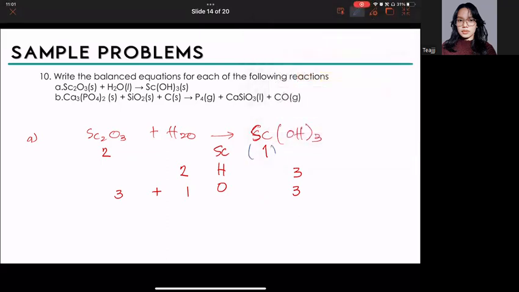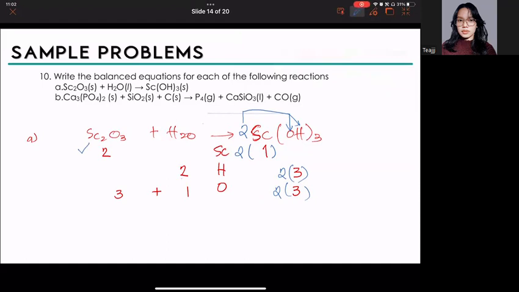We multiply this side with 2. So lagyan natin ang 2 dyan. And then, since it's a stoichiometric coefficient, maapektuhan din tong dalawang to. That means this would be multiplied with 2 as well. Ngayon, meron na tayong balanced na Sc.